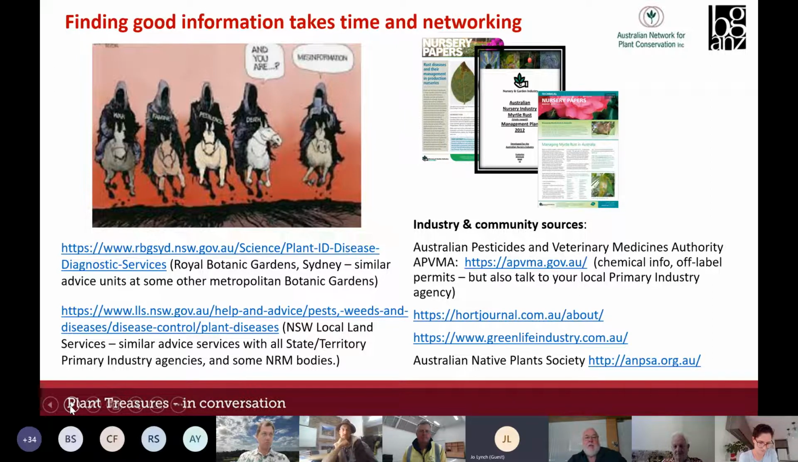Just about finished now. Finding good information does take time, and don't take the first thing you read as gospel. We all know that. The two addresses at left there, and I apologise for the New South Wales centrism, but they illustrate the point. Major botanic gardens are one of the contact points for good information and likely current information. And the other one is agricultural agencies in New South Wales. It's Local Land Services and the Primary Industries department. But NRM bodies, natural resource management bodies around Australia may have it. And of course, New Zealand has similar bodies as well.